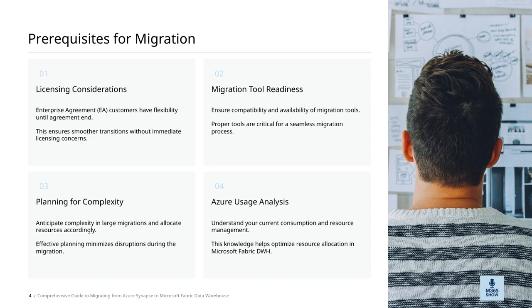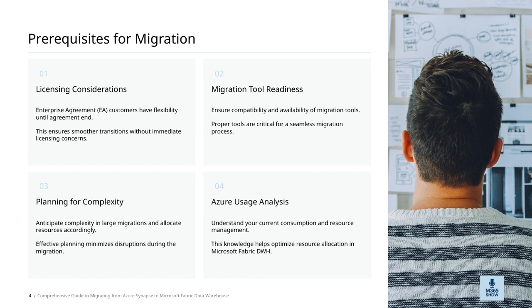Let's take a closer look at the prerequisites for a successful migration. First, it's crucial to understand your current consumption and resource management. Having a clear picture of how you're using your Azure resources helps you optimize resource allocation once you move to Microsoft Fabric Data Warehouse. This understanding allows for smoother planning and execution. Next, when analyzing your Azure usage, anticipate potential complexities, especially if you're dealing with large-scale migrations. Properly allocating resources ahead of time based on this analysis can make a big difference. The goal here is to minimize disruptions, ensuring the migration process is as seamless as possible.